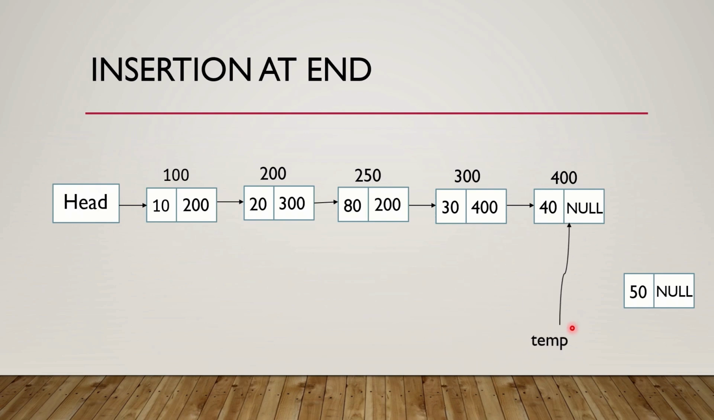Once it knows that temp of next is null, I first break this connection to null. The last node is pointing to null. I make it point to the new node. This successfully creates a node at the end of the linked list. The new node's next is anyway pointing to null, so it doesn't matter. So this is how insertion at end works.